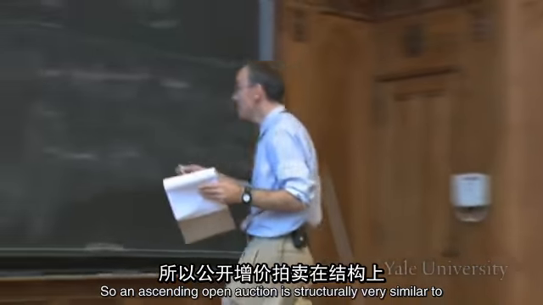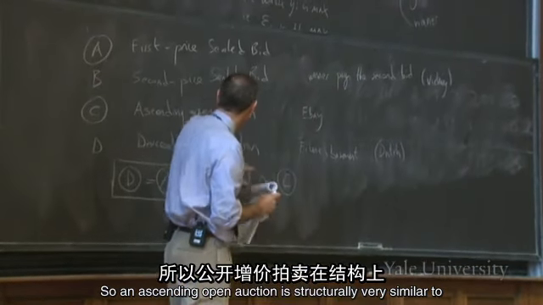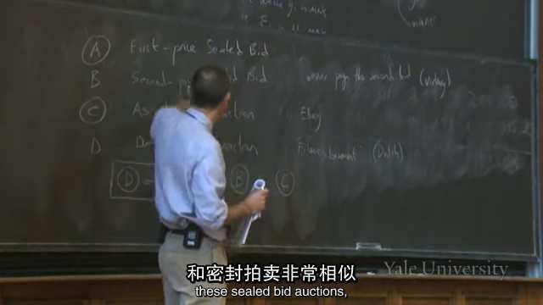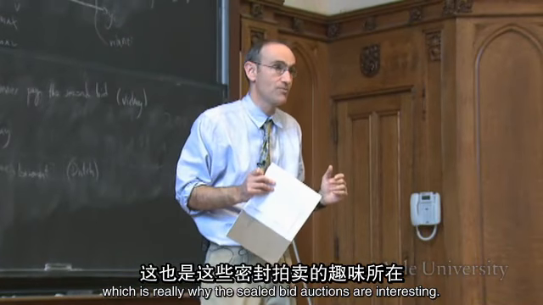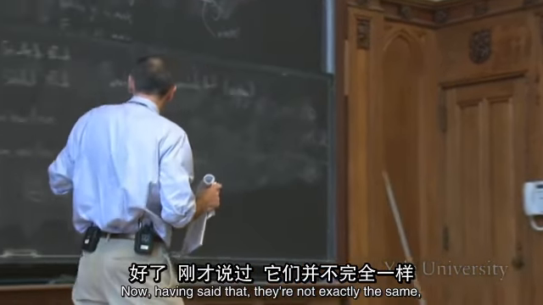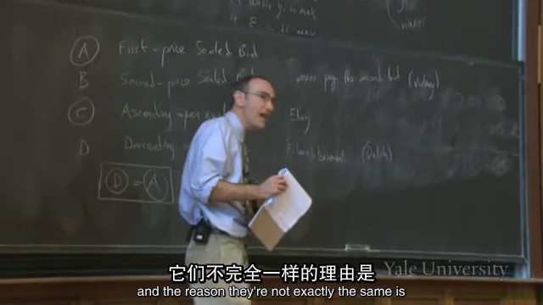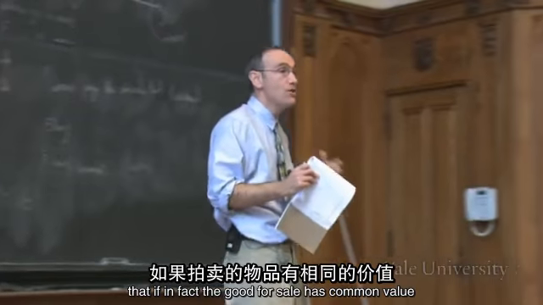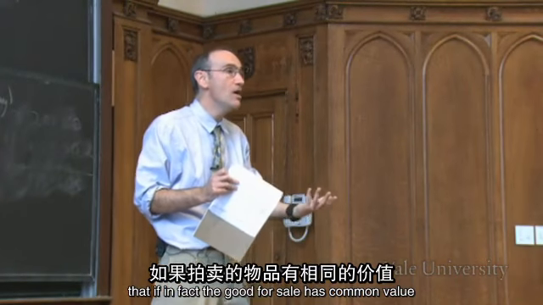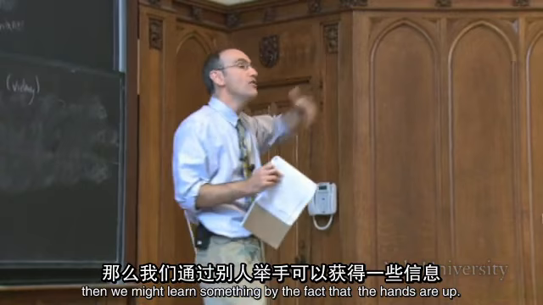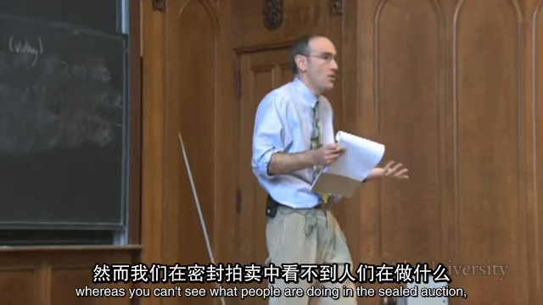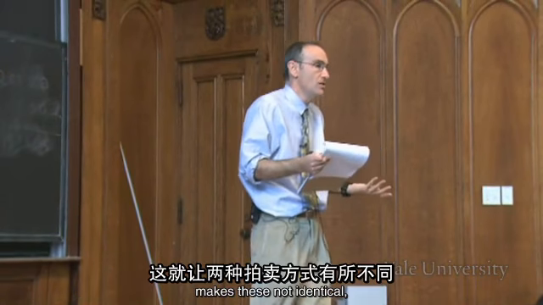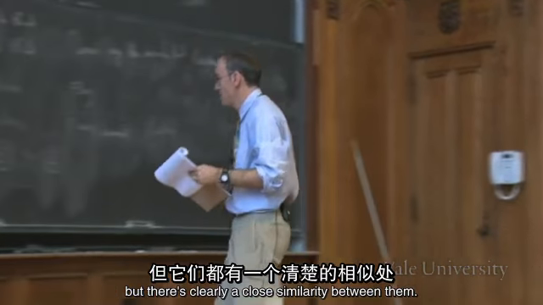All right? So an ascending open auction is structurally very similar to these sealed bid auctions, which is really why these second price sealed bid auctions are interesting. Now, having said that, they're not exactly the same, and the reason is that if the good for sale has common value, then we might learn something from the fact that the hands are still up. The fact that people's hands are still up in the open auction, whereas you can't see what people are doing in the sealed auction, makes these not identical. But there's clearly a close similarity between them.